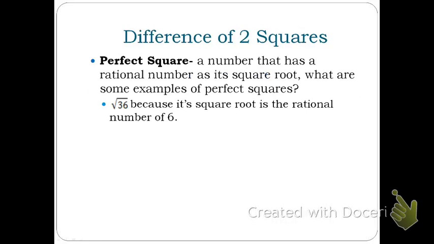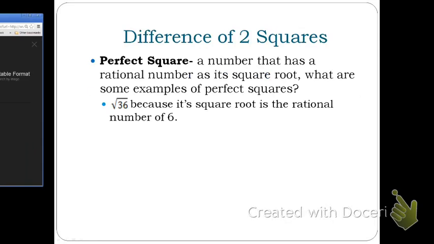So the technical definition of a perfect square is a number that has a rational number as its square root. What are some examples of perfect squares? Well, the square root of 36 is a perfect square because the square root of this number is rational. It's 6. If it was irrational, you'd get a decimal. Do you know all the rest of the perfect squares? Think of your times table.